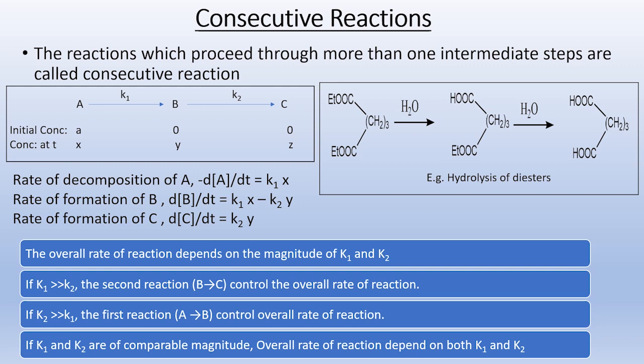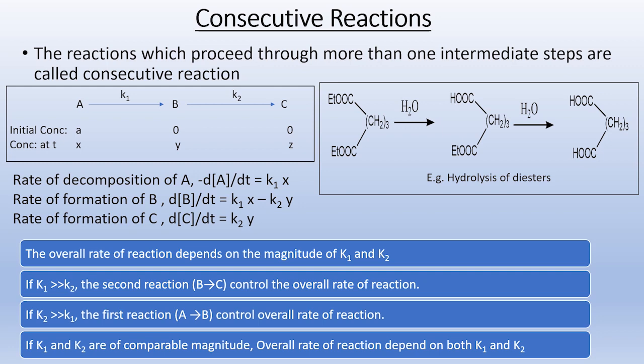So here also we can write at t equal to 0, that means initially, if we have a amount of the reactant A, and at that time at t equal to 0 we don't have any B and C, so concentration of B and C will be 0. After a time t, let X be the concentration of A, Y be the concentration of B, and Z be the concentration of C. So we can write the rate of formation of B, or we can also say the rate of decomposition of A.